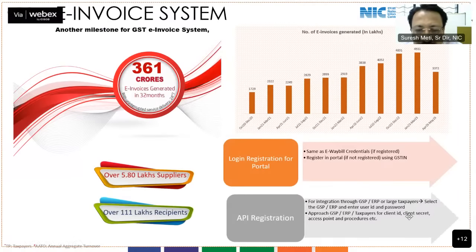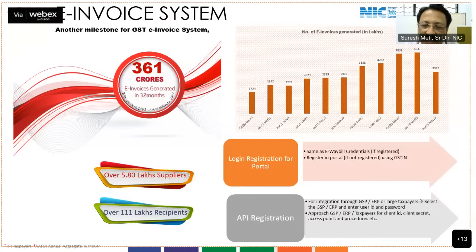So NIC has been the first IRP. We started invoice registration in October 2020, and since October 2020, we have registered more than 360 crore invoices in around 32 months. Already 5.8 lakh taxpayers have been registering their invoices through our portal, which is benefiting 111 lakh recipients. You can also see the growth of registration of the invoices, because initially it was started for taxpayers with more than 500 crore turnover, and subsequently the threshold was reduced to 100 crore, 50 crore, 20 crores.